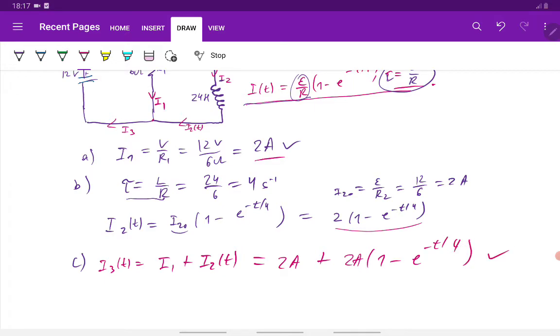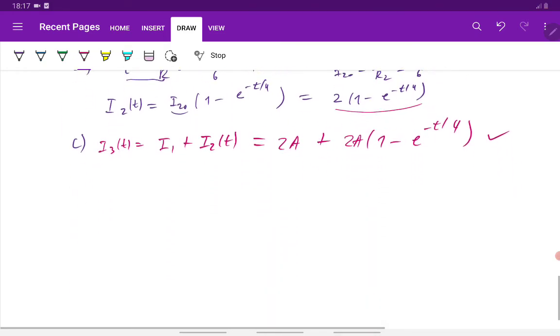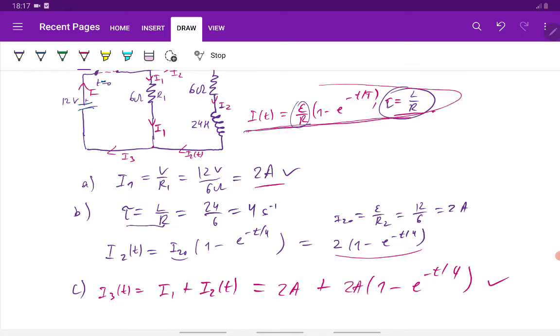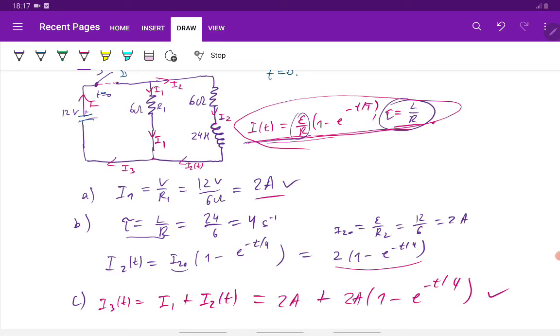Yes, we finished. So I think it's clear, right? We've just used this formula, where the switch is closed, only in the case that the inductor and the resistor are connected in series. I think they derived it in your lecture.